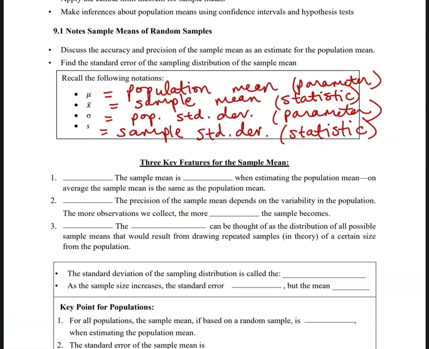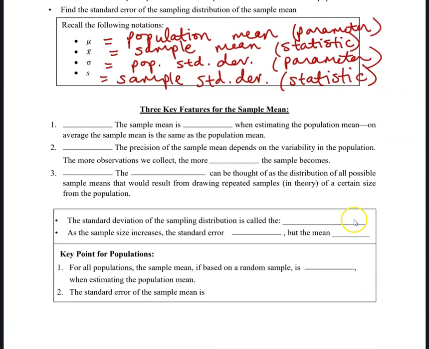So there's three key features that we want to keep in mind when we are using the sample mean to make an inference about the population mean. The first is accuracy. The sample mean is going to be unbiased when estimating the population mean. On average, that sample mean will be the same as the population mean, or close to it, I should say, so long as we are selecting random samples again. That's been the theme, I feel like, and it continues even with this topic.